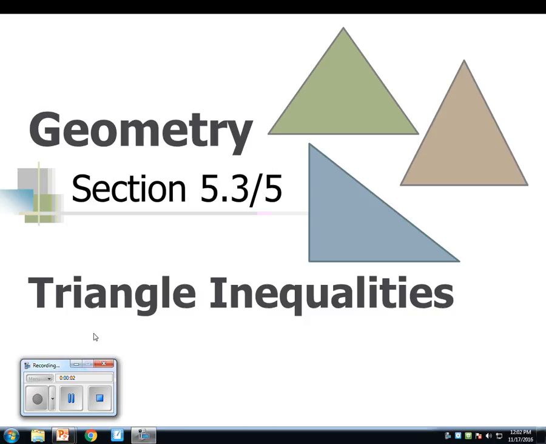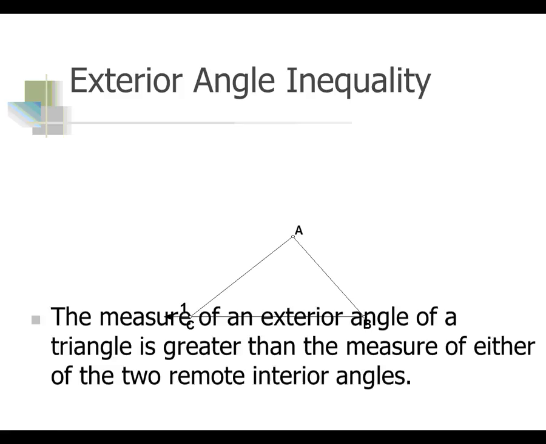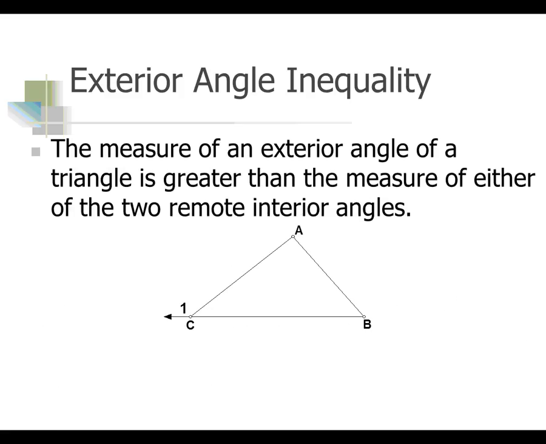And today's lesson is 5.3 and 5.5, Triangle Inequalities. I'm going to open with an idea called the exterior angle inequality. What this tells us is, if you're looking at the measure of an exterior angle of a triangle, it is always greater than the measure of either of the two remote interior angles.